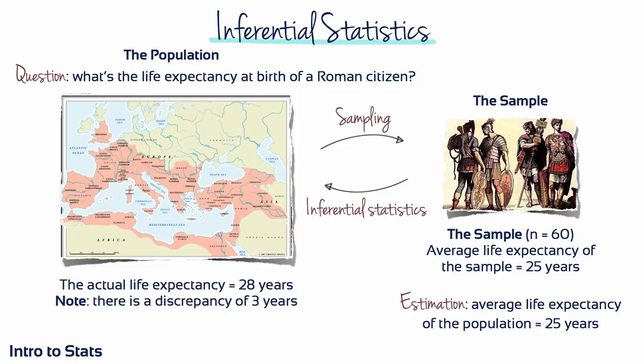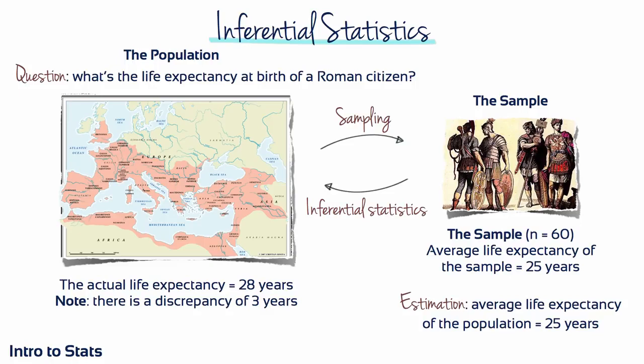Sticking with 1st century Romans, let's say we wanted to measure how long a typical Roman citizen lives. Rather than determining that for millions and millions of people, we could select and observe a smaller, more manageable sample of 60 individuals, then calculate their average life expectancy. The average of 25 years we calculated from the sample of 60 forms our estimate for the whole Roman population. We're inferring from our sample data that the life expectancy at birth of a Roman citizen is 25 years.